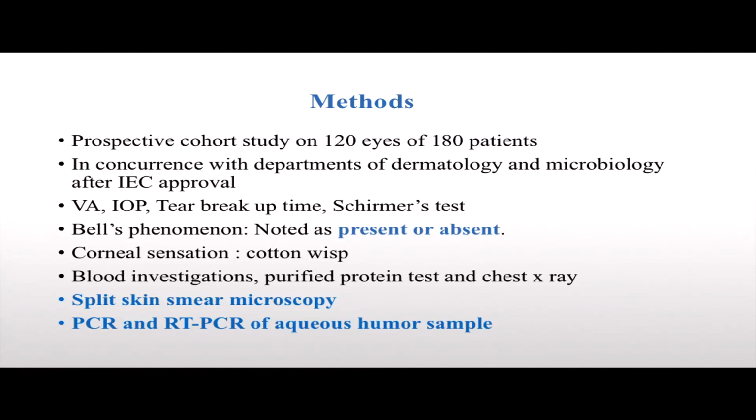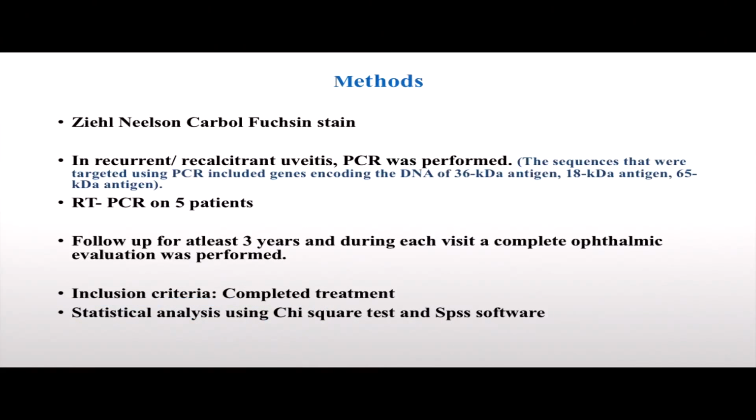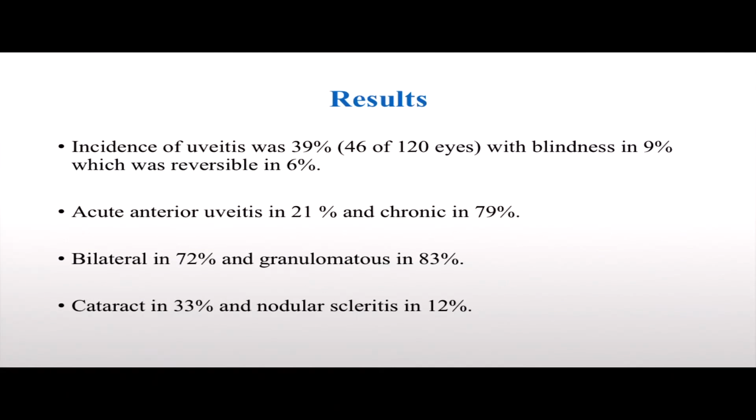And all patients who were recruited into the study had completed treatment for Hansen's disease, and a split skin smear microscopy was done to confirm the same. Polymerase chain reaction and RT-PCR of the aqueous humor sample was performed according to the indication. We used the Ziehl-Neelsen carbol fuchsin stain in recurrent and recalcitrant uveitis. PCR and RT-PCR were performed on 5 patients. Follow-up was done for at least 3 years, and during each visit an entire evaluation was done. And the statistical analysis was done using a chi-square test and SPSS software.